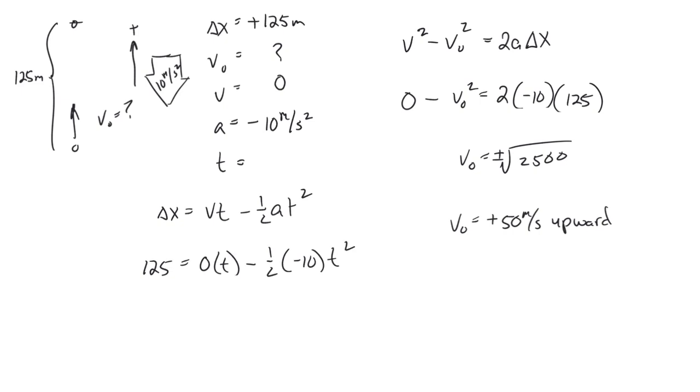That's probably the one I would use. 125 divided by 5 is 25. Automatically throw out the negative answer when it comes to time, but this isn't the answer. 10 seconds is the answer. The ball has to come back down. You'll lose a point if you don't recognize that.